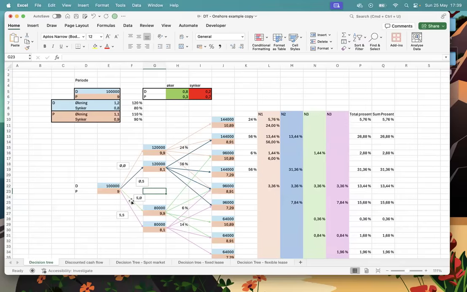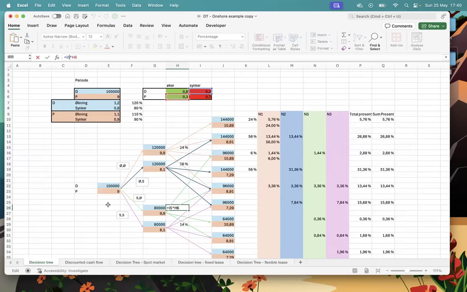Let's take, for example, this node. This was a decrease in demand, but an increase in price exchange. So a decrease in D and an increase in P. To find this, we just multiply the probabilities. So this 6% is what we find by taking our demand decrease, with probability 0.2, times the probability of our exchange rate increasing, which is 0.3. Then we find 0.06, or 6%.